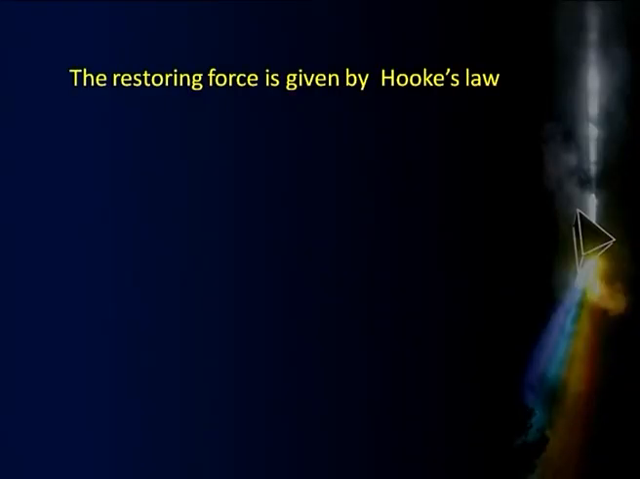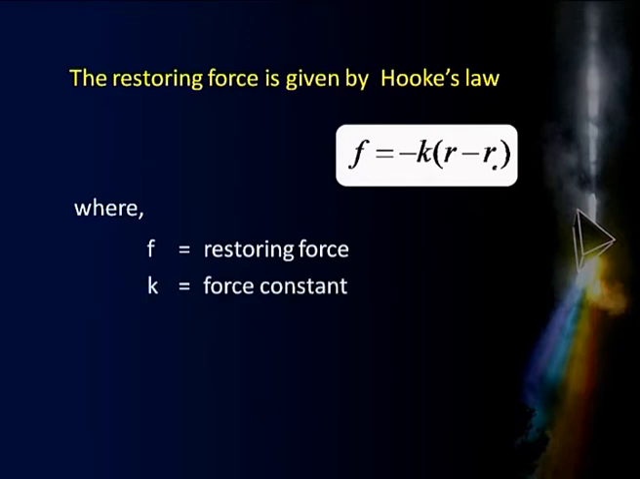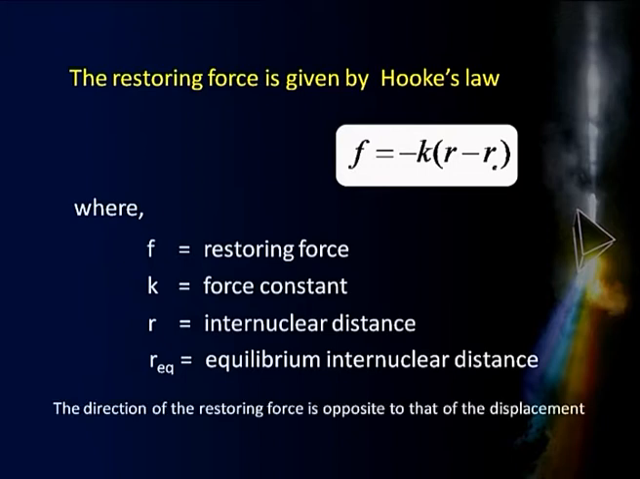that can be expressed in terms of Hooke's law, which says that force is equal to minus k (r minus r equilibrium), where F is the restoring force, k is the force constant, r, as I said earlier, is the internuclear distance or the bond length, and r equilibrium is the equilibrium internuclear distance. Now, what you see is that the direction of the restoring force is opposite to that of the displacement.